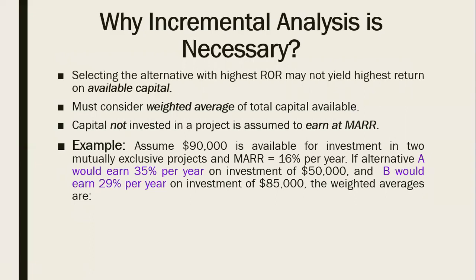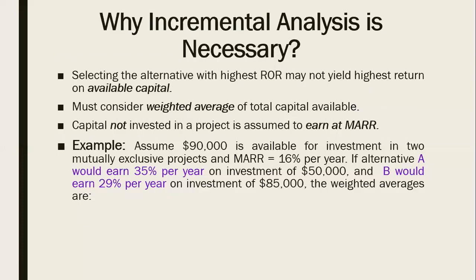Project A is giving 35% per year on an investment of 50,000, and project B is giving 29% per year on an investment of 85,000. So on the basis of the rate of return of the individual projects, the rate of return of A is higher than B. On the basis of these values, one would obviously select alternative A over alternative B, because it is giving 35% rate of return rather than 29%.